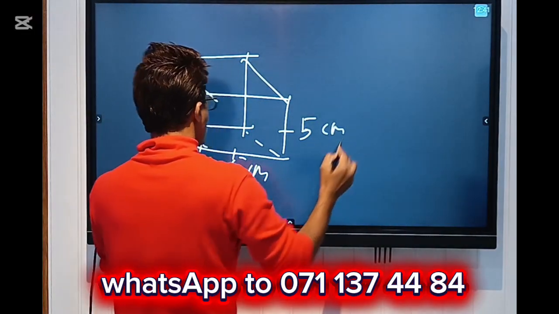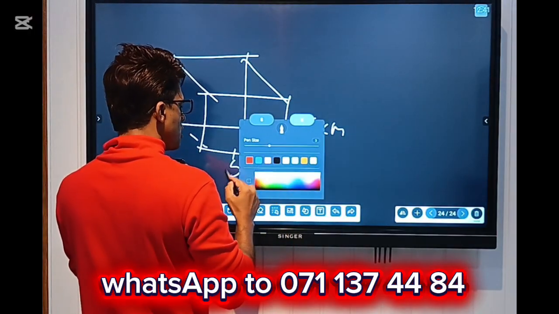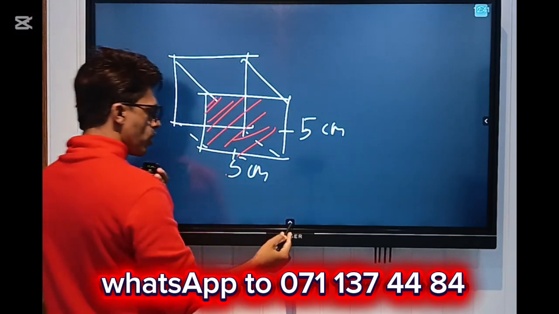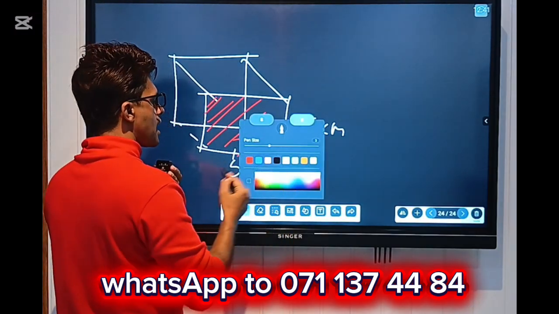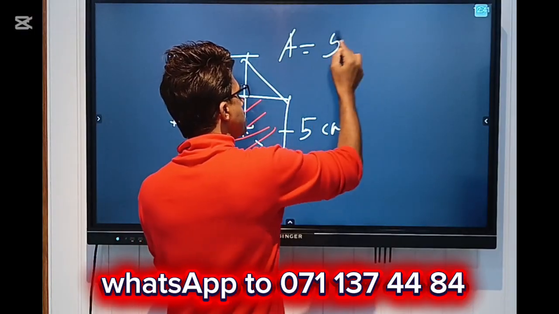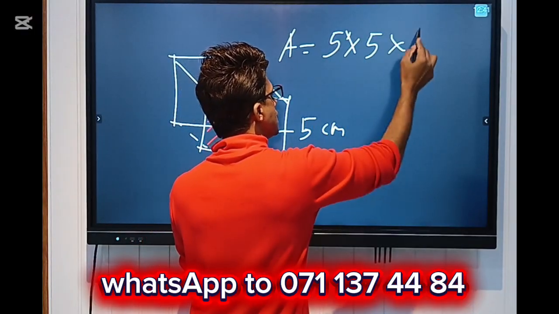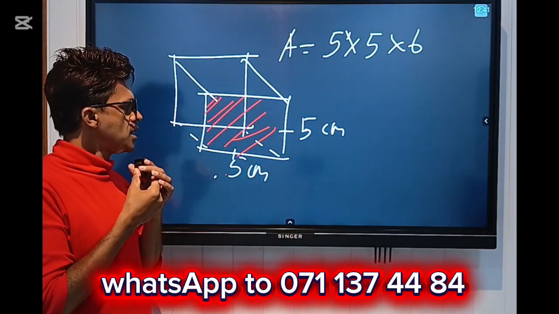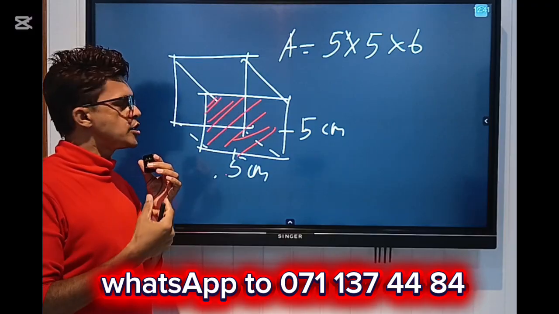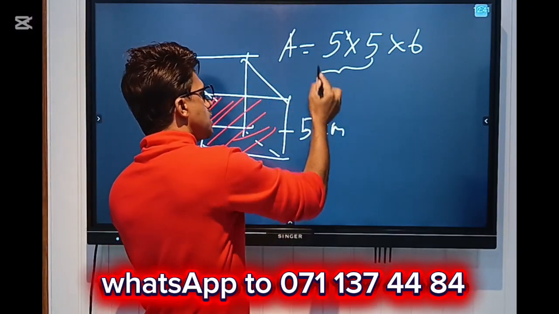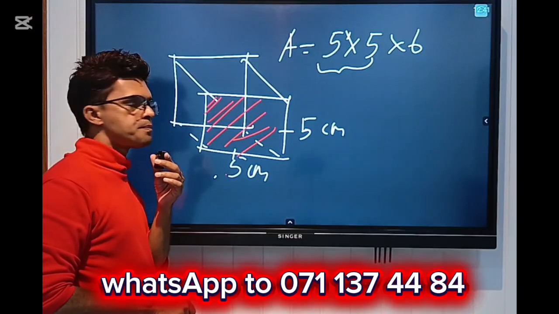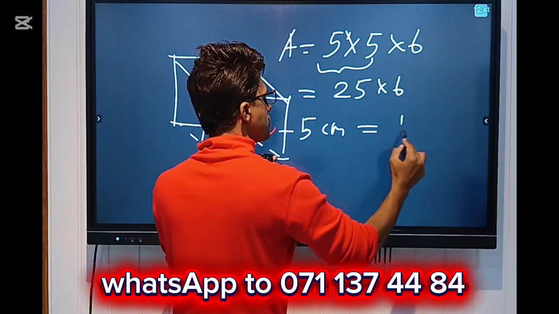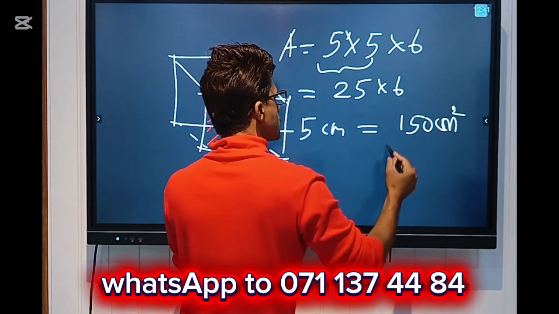And then how do we get the surface area? All sides are equal, therefore we get the area of one side and multiply that value by 6. The reason for multiplying by 6 is that there are 6 sides. 5 times 5 means the area of one surface. So 5 times 5 is 25, 25 times 6 is 150, the answer is 150 cm squared.